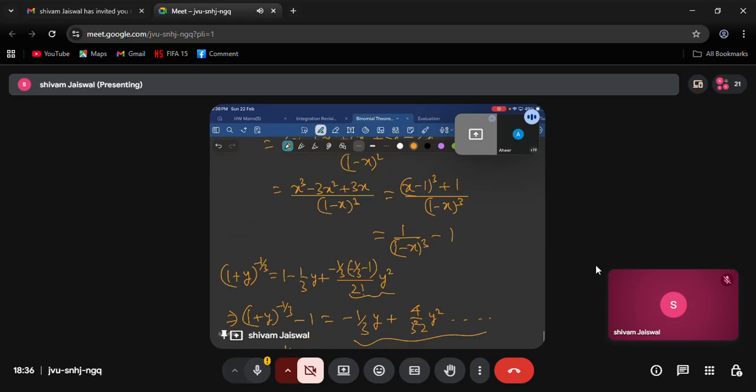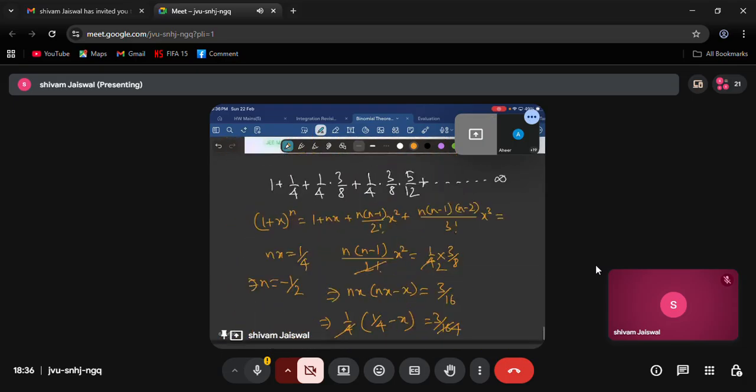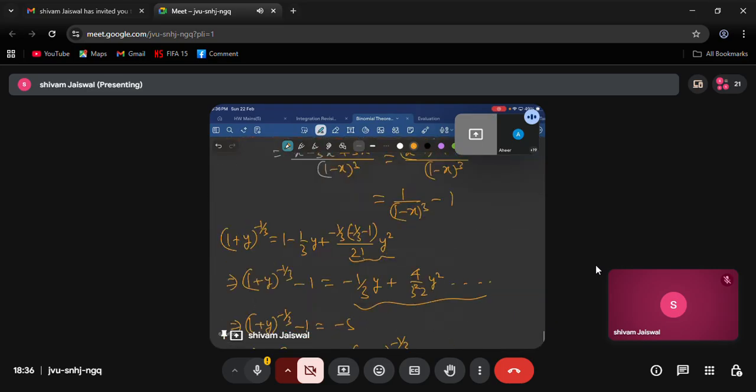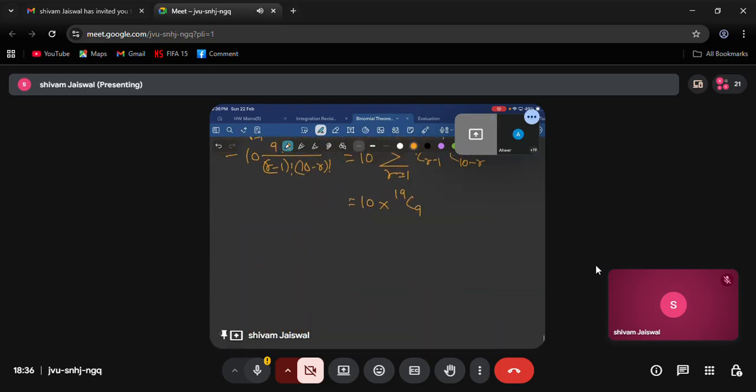And what do we need to find out? X by 1430. Let's see, I think the answer should come. 10 into 19C9 by 1430. The 0 gets cancelled, so 19C9 by 143.